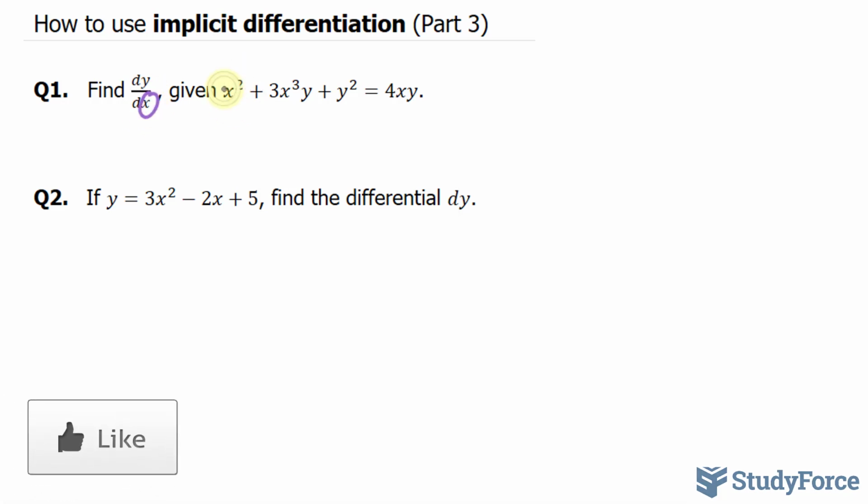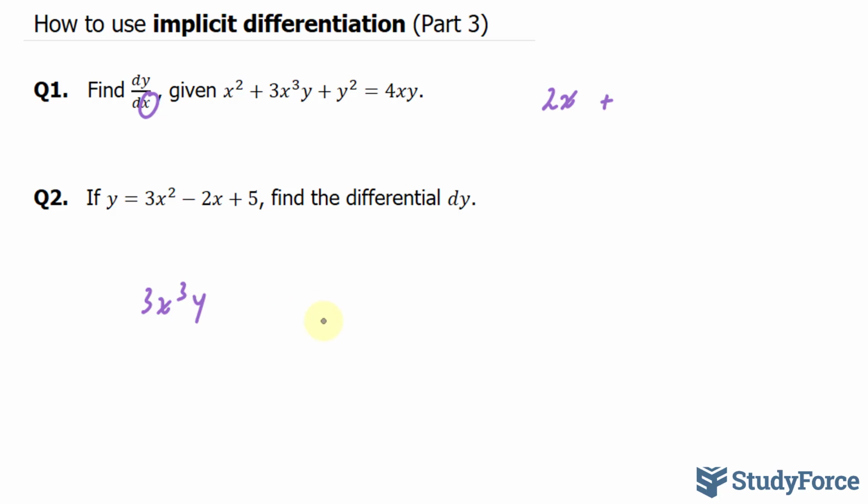Let's start by deriving the first term. X to the power of 2, we use the power rule here, that is 2x. Now since it's with respect to x, we won't write down dy over dx next to it. Plus, now we have this term, 3x cubed y. To derive this, we'll need to use the product rule. So I'll do my work over here, and then once I'm done, I'll put it over here.